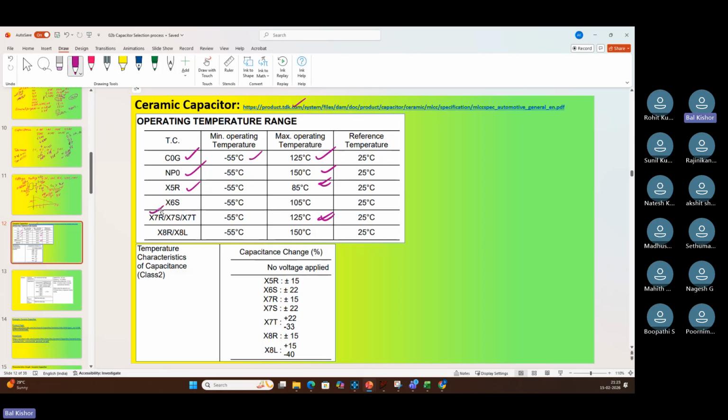So you can see X7R, X7S, X7T, X8R, X8L. All these different temperature coefficient capacitors are available. They have given you capacitance change also. When no voltage is applied, X7R is giving you plus minus 15%. Whereas X5R is giving you almost that only. But mostly I have seen X5R will have a little more tolerance compared to X7R.